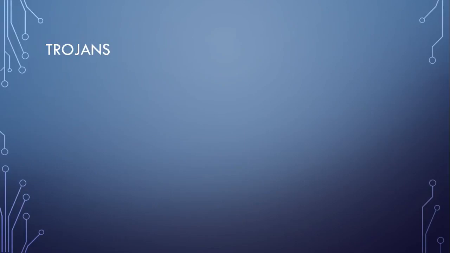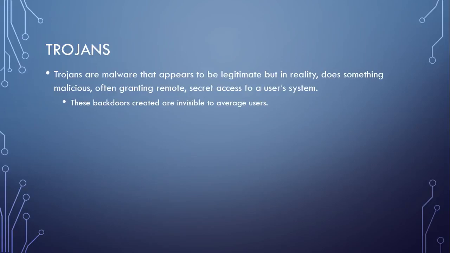Now let's get to Trojans, which I said we were going to get to. These are malware that appears to be legitimate, but in reality does something malicious, often granting remote or secret access to your system. These backdoors that it creates are often invisible. Like, you don't know that your computer's been compromised. You have no idea. That's part of the reason why it's a Trojan.